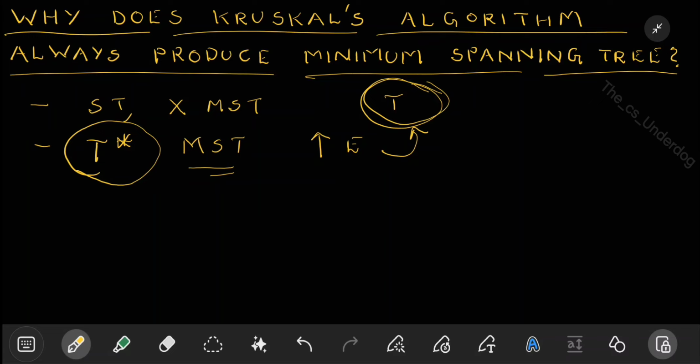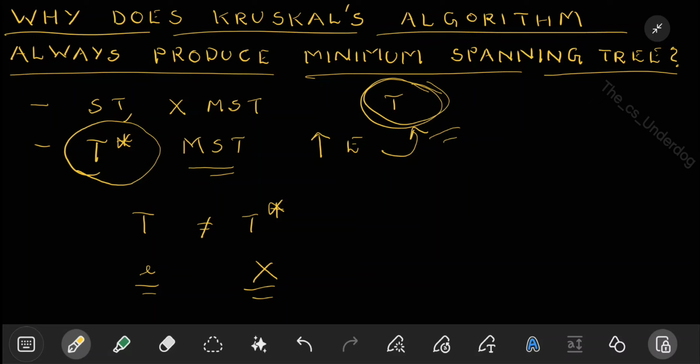If this is our assumption, then since T star and T are different trees, there must be at least one edge which is present in T but not present in T star. This has to be there. We know T is not equal to T star. These are two different trees. This means there must be at least one edge E in T which is not present in T star. Then only they can be different trees. If all the edges are same, then both these are same trees.